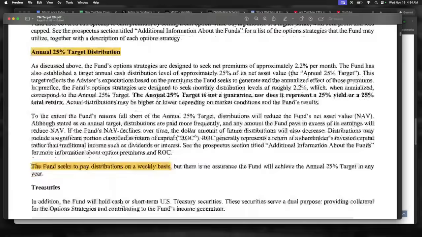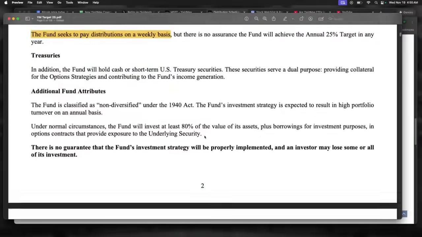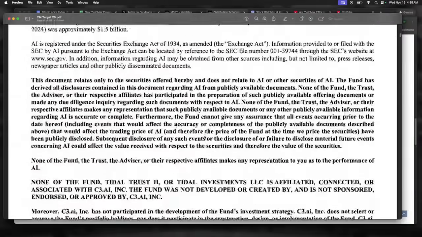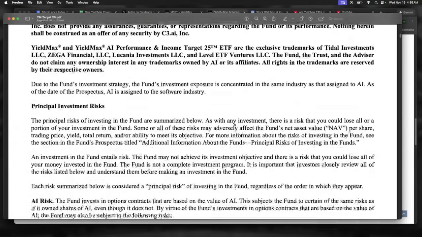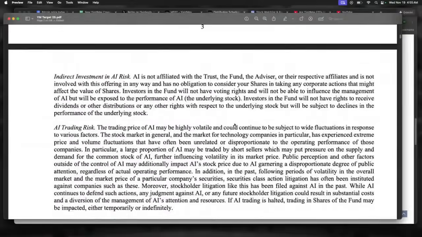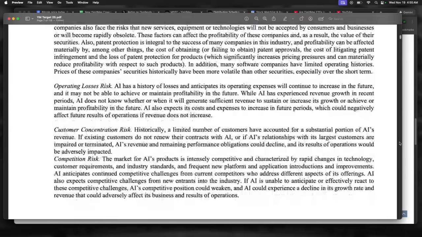Okay, great. The fund seeks to pay distributions on a weekly basis. We already mentioned that because it's on the website. Sometimes the website is not always current right away, which is why I think it said group one at first. It was probably a copy from a fund of group 1. All right, so everything else is just risk.